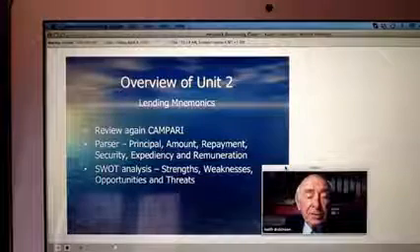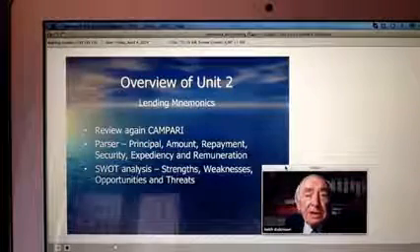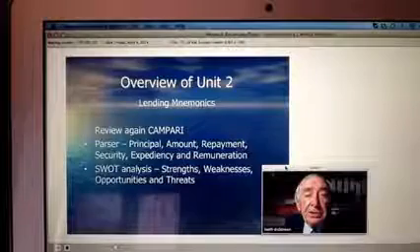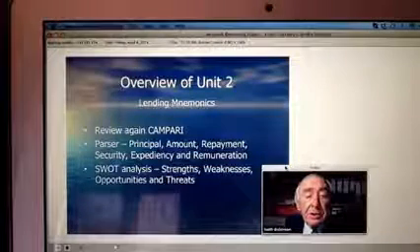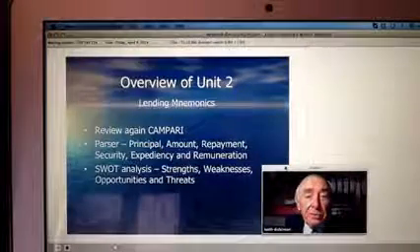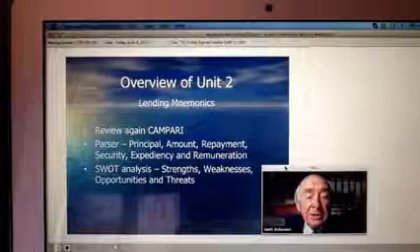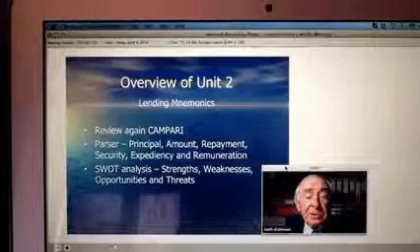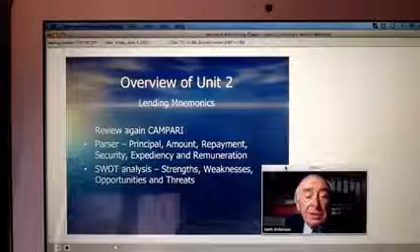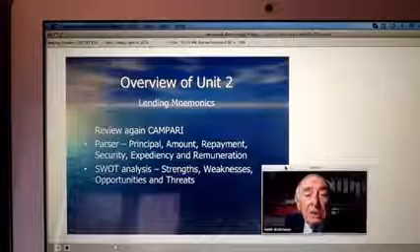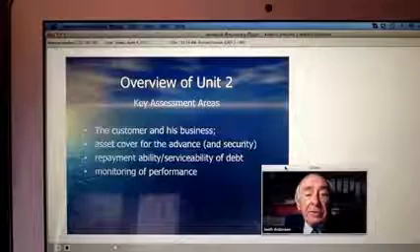One of the first tests when you're facing a lending situation is to consider the use of a mnemonic. The most popular one, of course, is CAMPARI, with which you'll be very familiar. And then there's PARSA and SWOT analysis, SWOT being the strengths, weaknesses, opportunities, and threats facing a business.